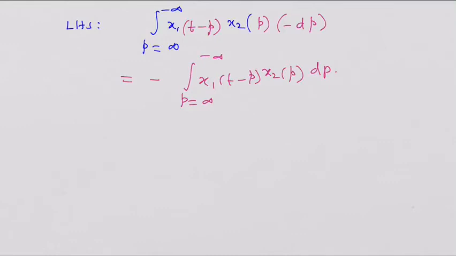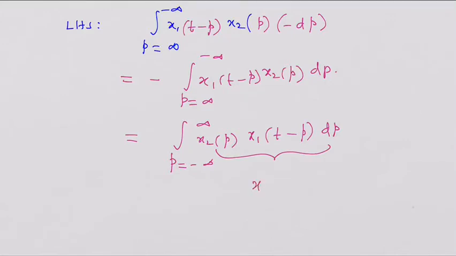Okay. Now p is a dummy variable used for convolution operation alone, and you can notice that this can be further written as p varies from minus infinity to plus infinity, x2 of p into x1 of t minus p into dp. So this is what is known as x2 of t convolved with x1 of t, which is equal to RHS. Commutative property is proven.